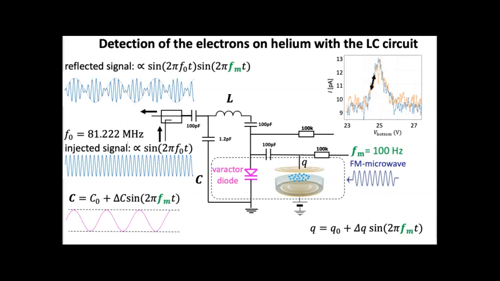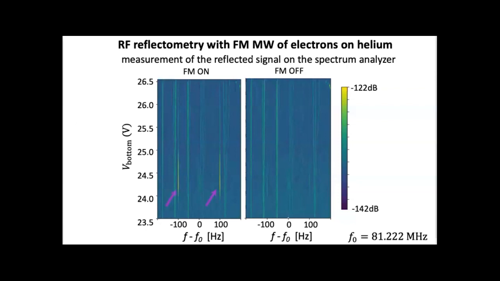And then here we inject the signal whose frequency is almost equal to the LC resonance frequency of this circuit, and then the same as before, the reflection coefficient is also modulated at 100 hertz, and then we get the amplitude modulated signal, AM signal. So this is our measurement result. This is what we measured on the spectrum analyzer with the frequency modulation on and frequency modulation off. The microwave was always on.